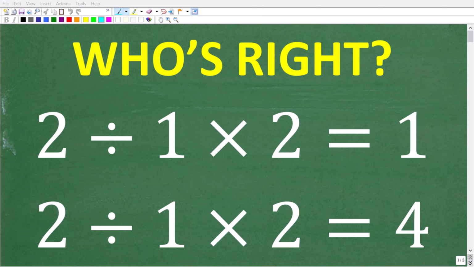This simple math problem is going to confuse a lot of people because you can do this in two different ways, two logical ways, and get good answers. So which one of these answers is right? Well, let's take a look at the question.